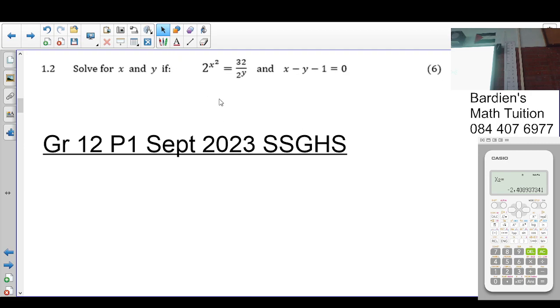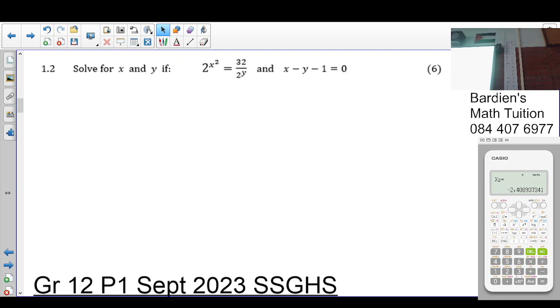Now we're going to the simultaneous equation question. We have (2^x)^2 = 32/2^y, and x - y - 1 = 0.